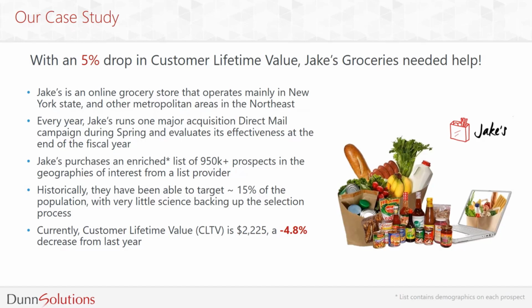So basically what they do, they buy a list of prospects from one of the data providers, and then they send some prospects on the list a direct mail coupon. Would you like to join us? 50% off the first purchase, something like that. Usually the list of prospects is around 950,000 names. However, historically, Jake's hasn't had the budget to target more than 15% of their population, which is roughly 140,000 customers per year. So out of 950,000 people on that list, they can usually target 140,000.